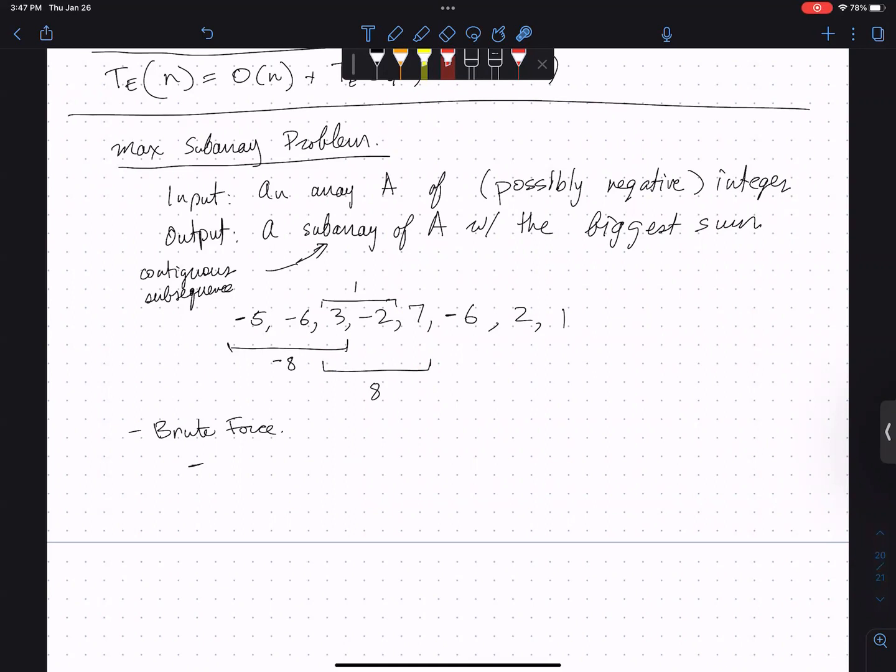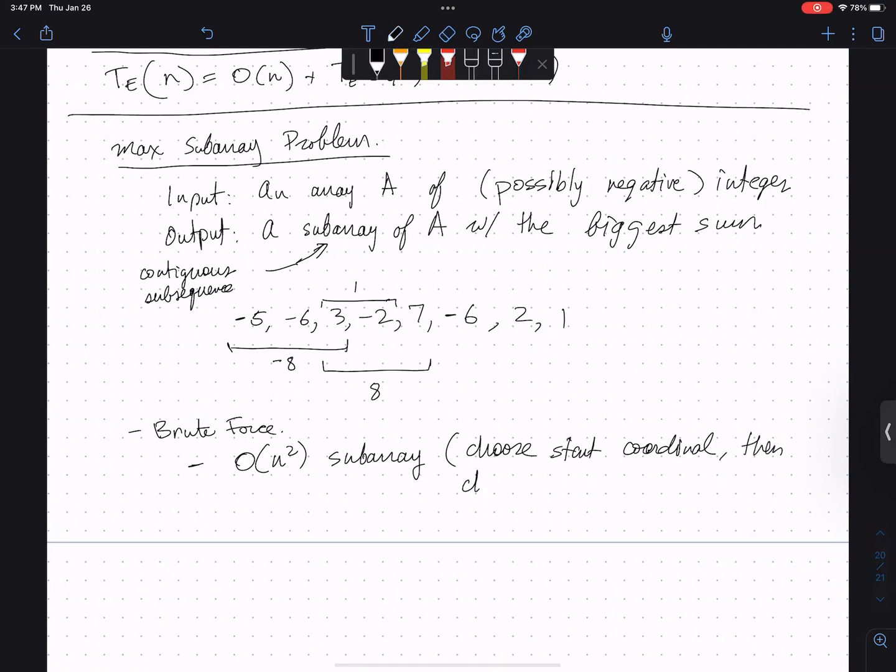Yeah. Well, yes, but that's n squared. O of n squared. I'm just looking for a big O answer. So n squared subarrays. Choose the first coordinate, the start coordinate, then choose the end coordinate. And choices for the first one, and choices for the second one, at most n choices, so that's O of n squared.